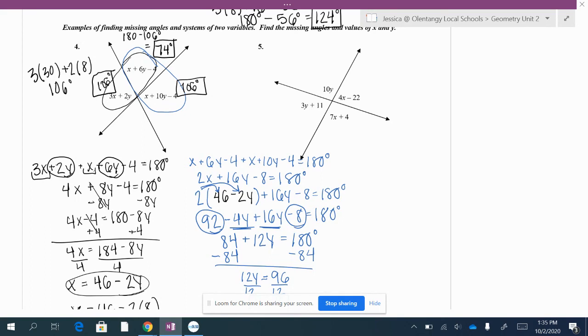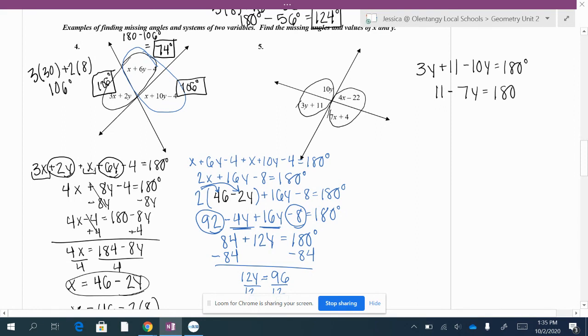Okay, but number 5 is a little bit better because number 5, group together your like variables. Okay, so I have y's right here and I have x's right here. Well, good thing they both form a linear pair, so I can go ahead and add them together and set them equal to 180. So then 3y plus 11 plus 10y is equal to 180 degrees.